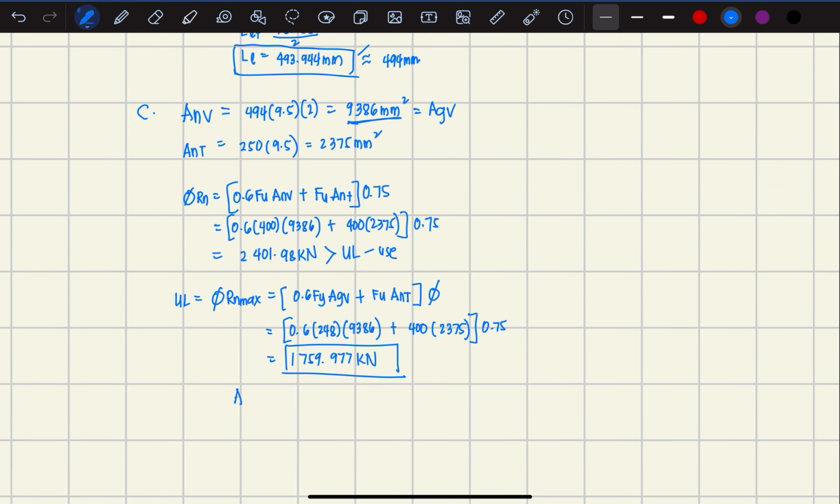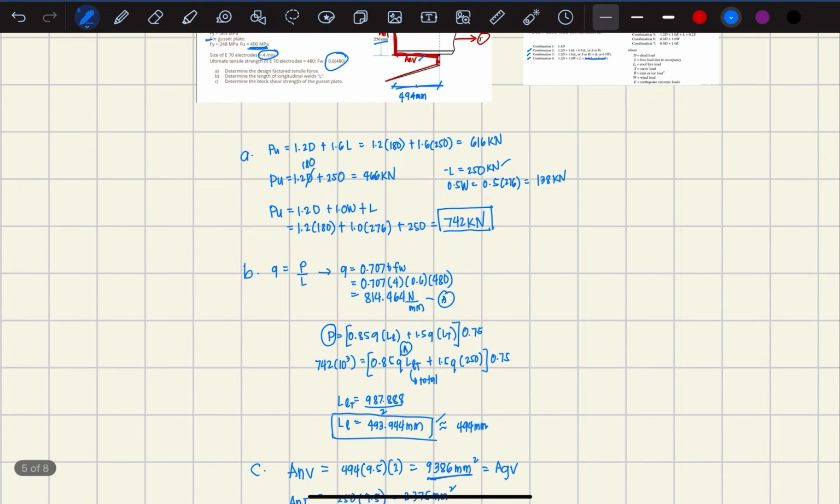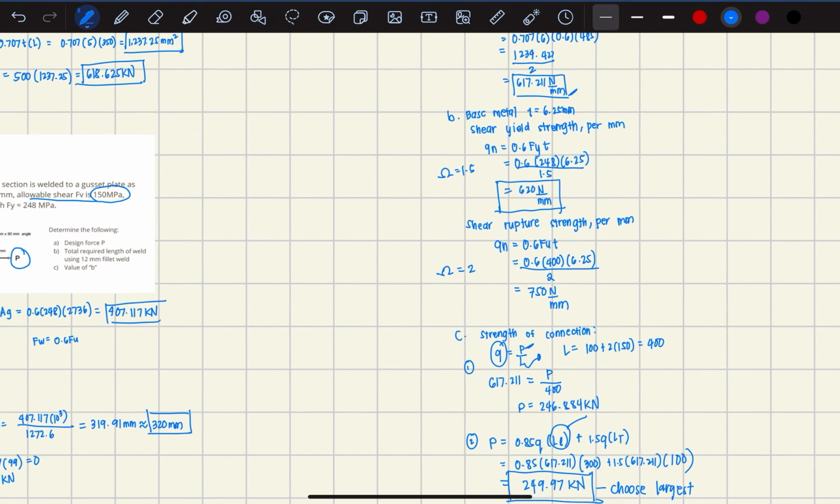Again, to repeat, the gross area in shear is equal to the net area in shear since there are no holes here, so they are equated. That is why the gross area in shear we used is still 9,386. So that ends part 3 of this problem solving.